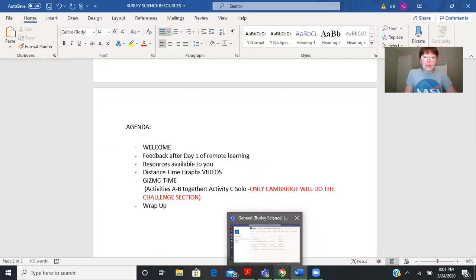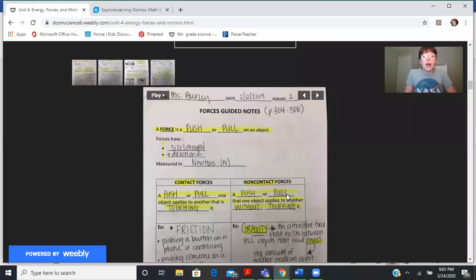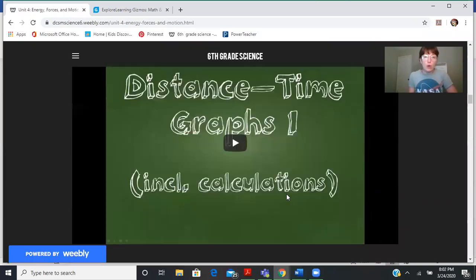But the first thing that we're going to do is talk about what distance time graphs look like. Distance time graphs are a way to display what motion looks like using a graph. So it requires some background knowledge on X and Y axes. It requires background knowledge on understanding motion, which we've talked about. And remember, you can go to my website and watch this video as many times as you need to get a further understanding. So let's watch it together.